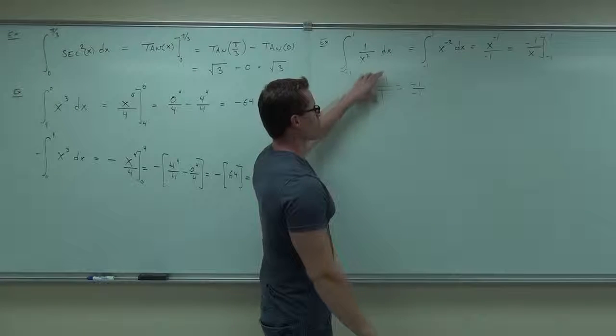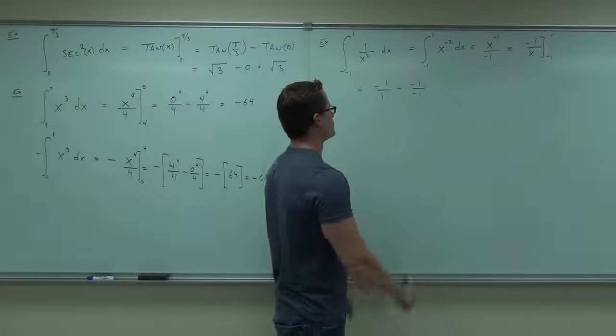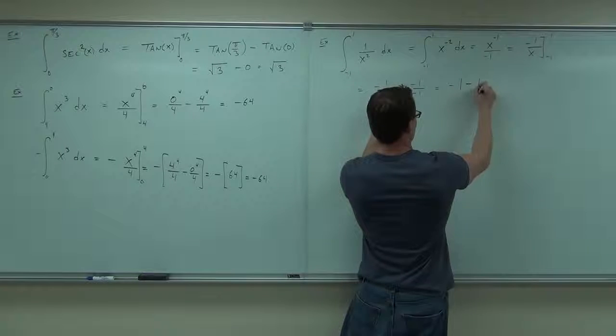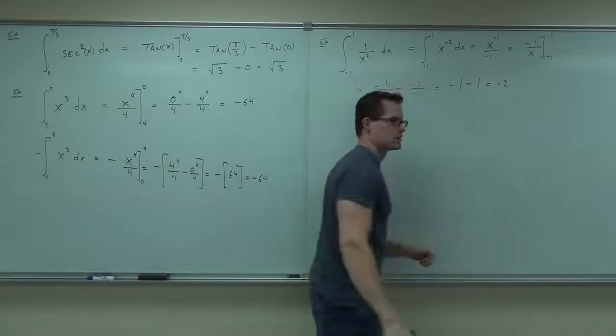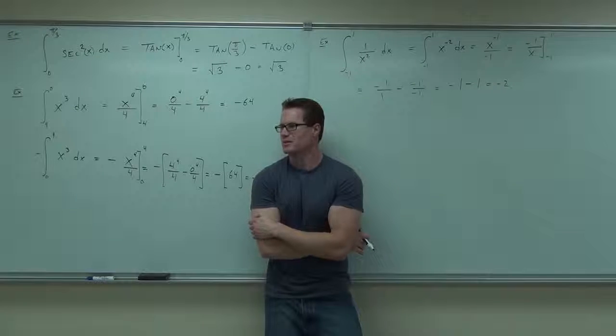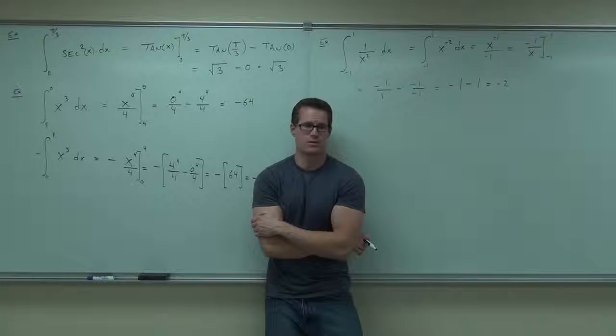I'm looking at that as negative 1 over 1 minus negative 1 over negative 1. That's negative 1 minus 1. Negative 2? You get an answer. But now, think about the answer. Can I have a negative area? Well, you can have a negative area, it would mean it's underneath the x-axis. Oh, that'd be okay.